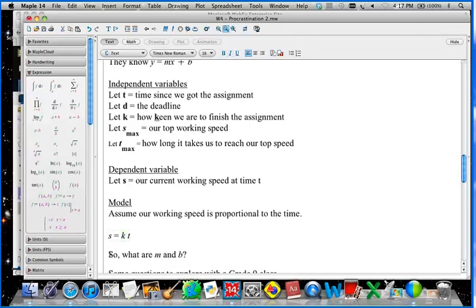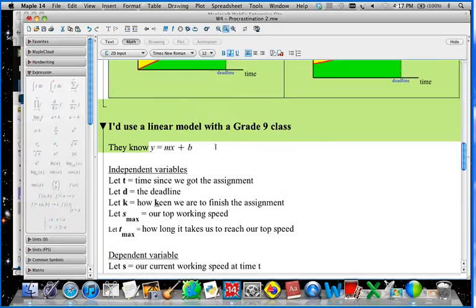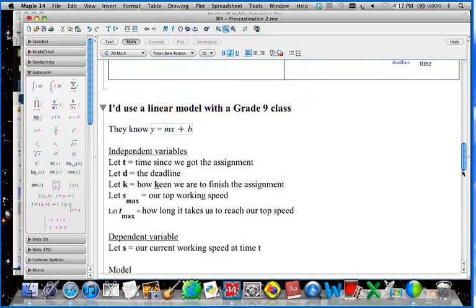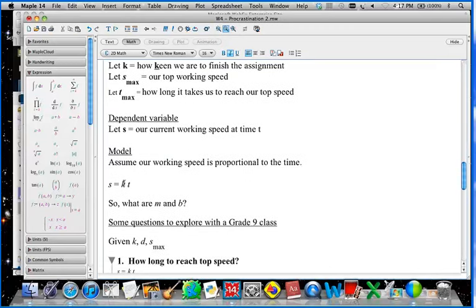This is a great time to ask, okay, so what are M and B? If you know y equals mx plus b, what's the m here? Kids should be able to say, okay, your slope is K, so the slope of your line is your keenness, and your y-intercept is zero. In other words, I start at zero speed when I'm first starting out.